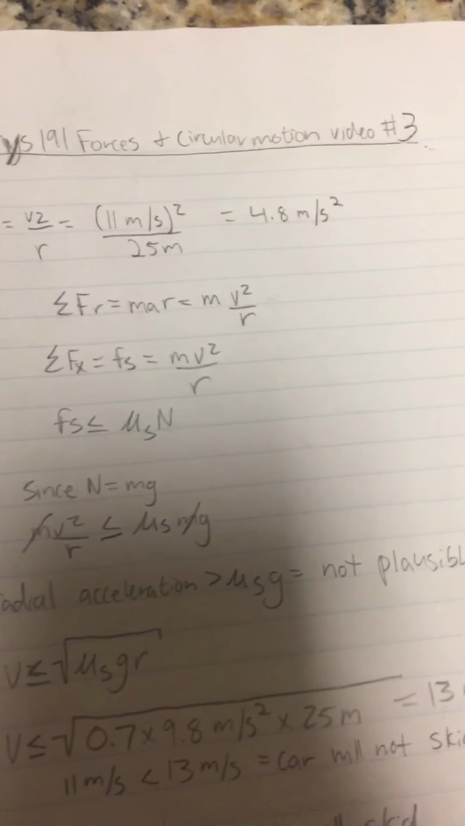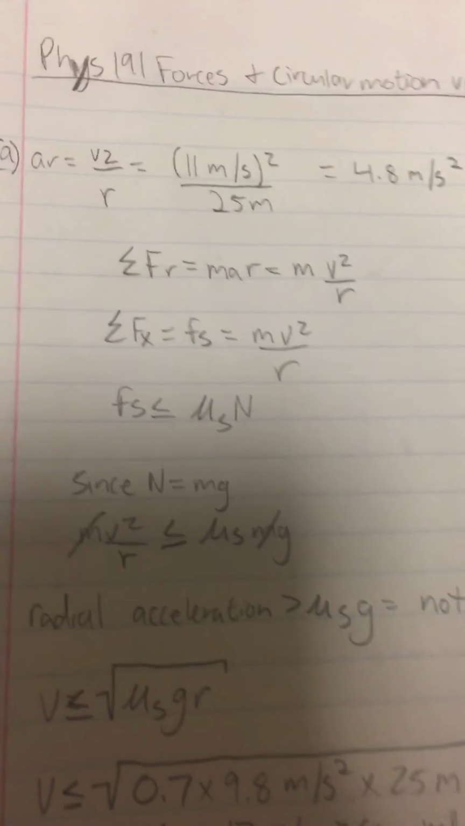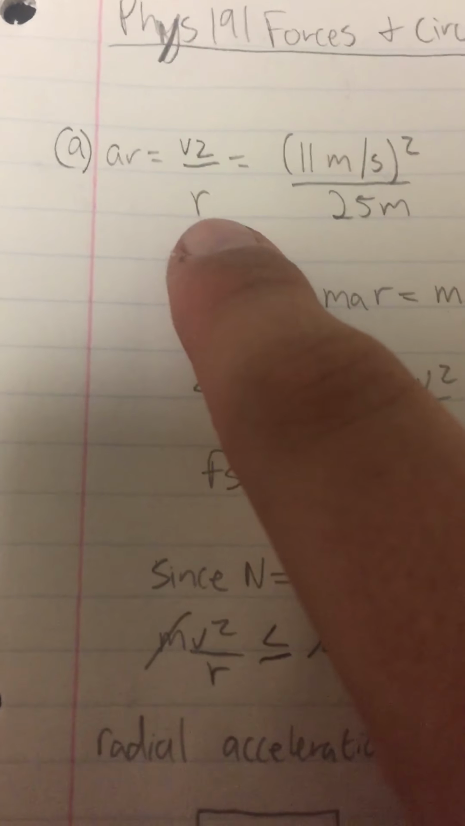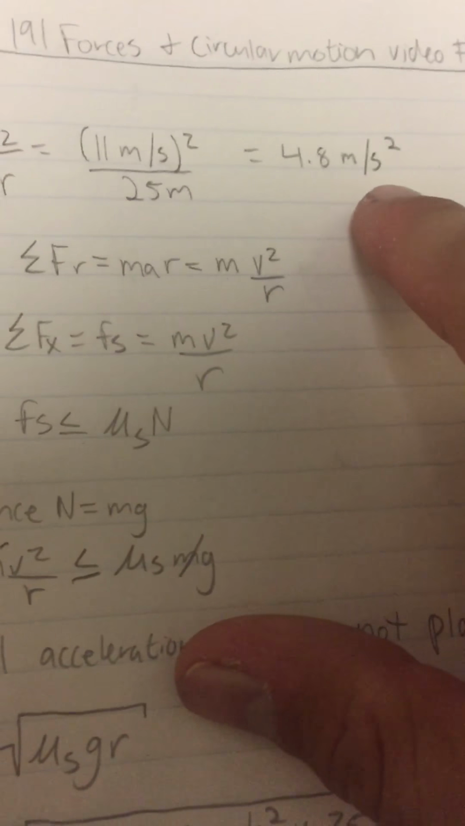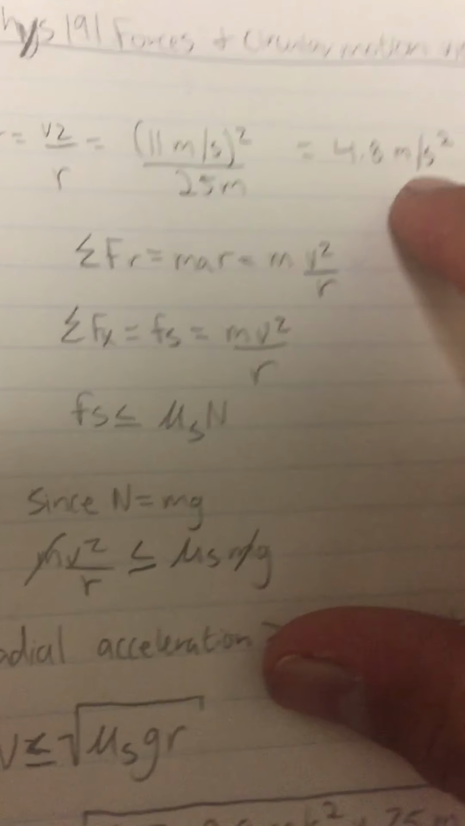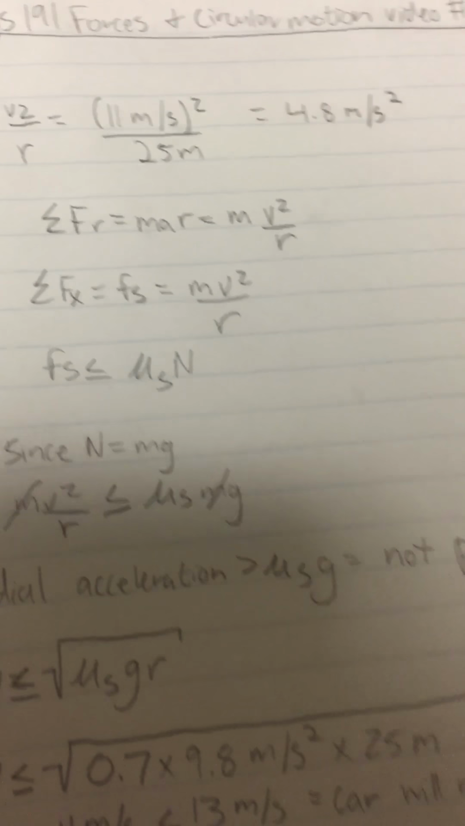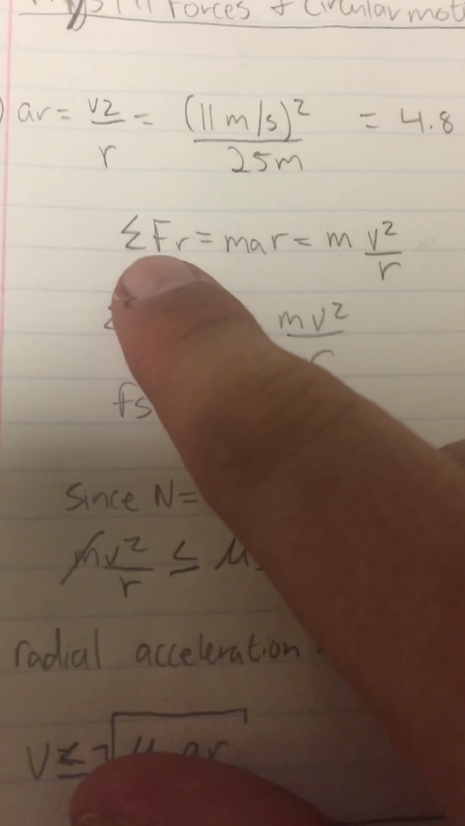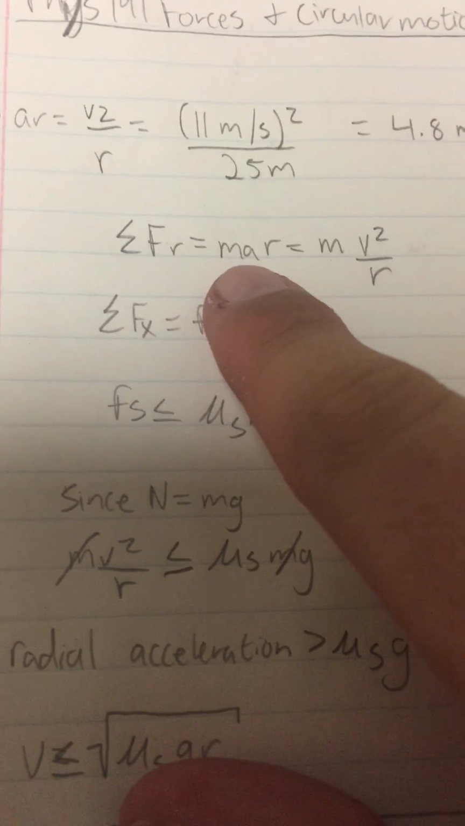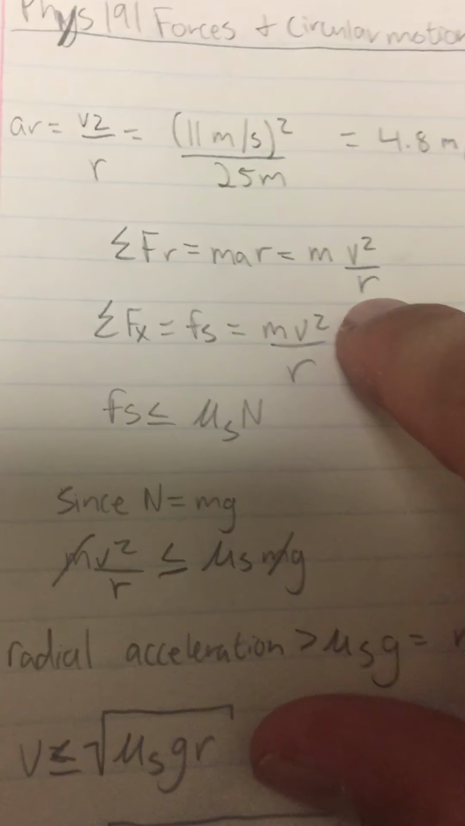Okay, I started out by doing the first problem, problem A. So we use the formula a sub r equals v squared divided by r, and we plug our values in, and we get 4.8 meters per second squared. So in order to have this acceleration, the component of the net force must be our formula right here, which is the sum of the forces sub r is equal to m times a sub r, which is equal to m v squared divided by r.